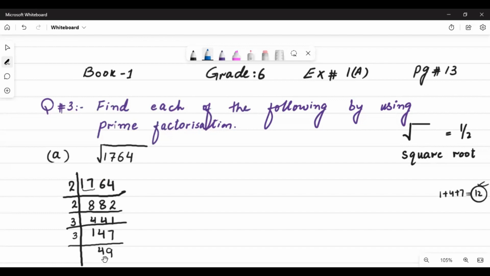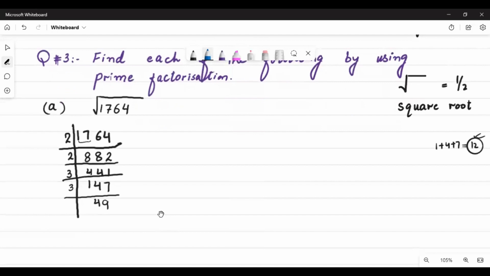9 3s are 27. The next point is, now the number is 49. It is not divisible by 2, not divisible by 3. I cannot divide by the next prime number, which is 5, because it doesn't end in 0 or 5. So simply I can go for 7. 7 7s are 49, and then 7 1s are 7. Clear? As you can see, at this point I have the prime factors of 1764. Now you have to do over here.